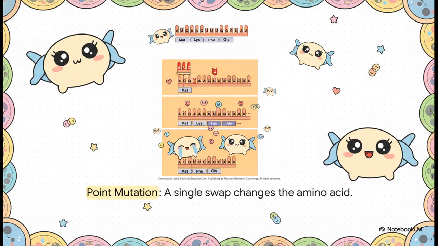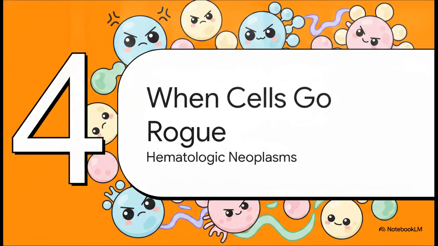It's wild. It's a perfect illustration of how the smallest molecular changes can cause massive, systemic inherited diseases. Section 4. When cells go rogue.